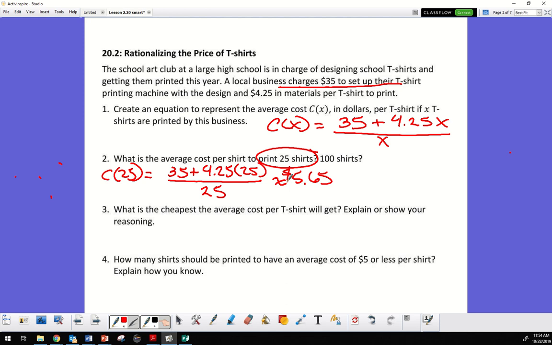All right, so now let's do it again for 100 shirts. So you're doing this for 100 shirts. For 100 shirts, like the calculator which I asked you to have, which you should be calculating.